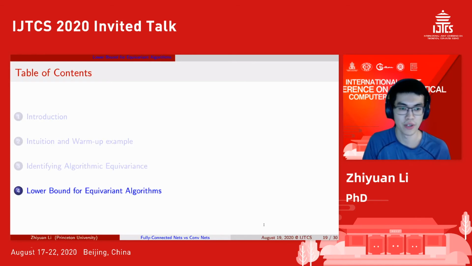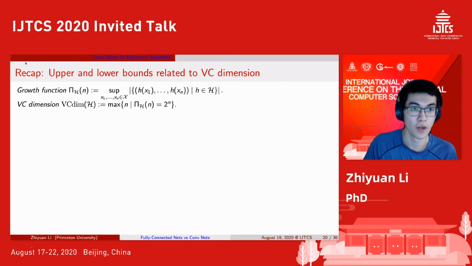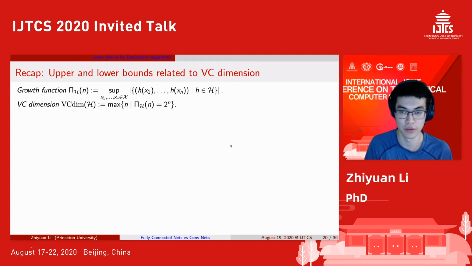Now we are entering the last part of the talk, on lower bounds. I first want to briefly recap some basic notions and some classic upper and lower bounds related to VC dimension.